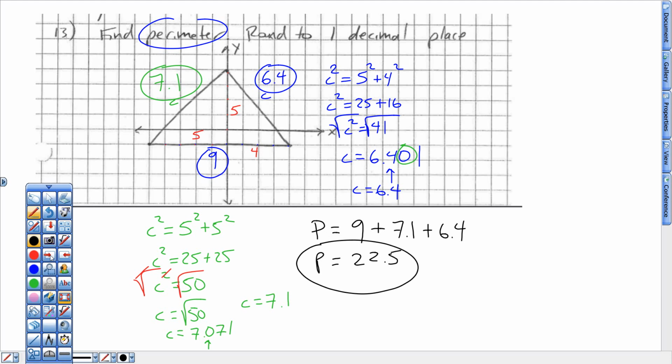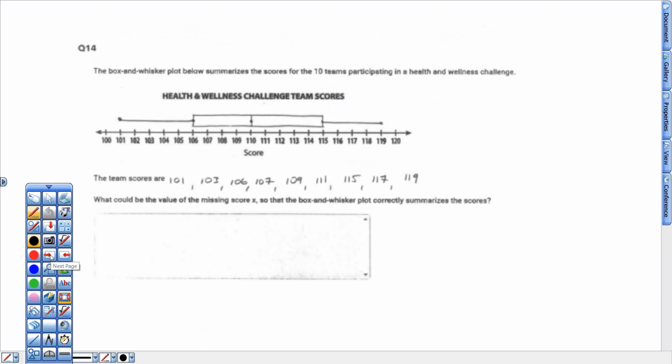14. For this one, again, put the numbers where they go and look for the hole. 101, put 103 there. Put 106. Put 107.